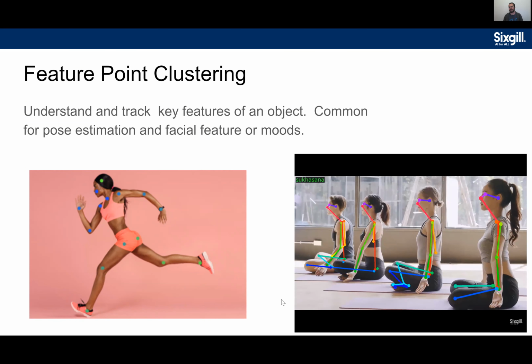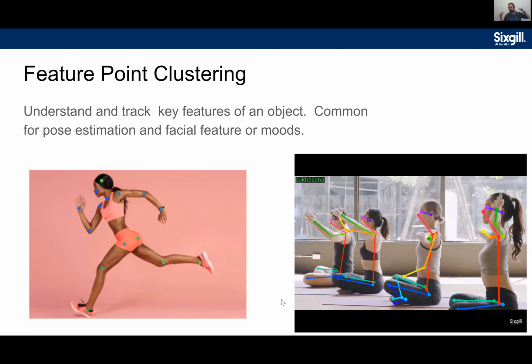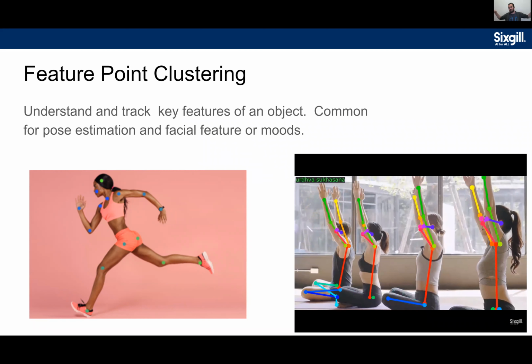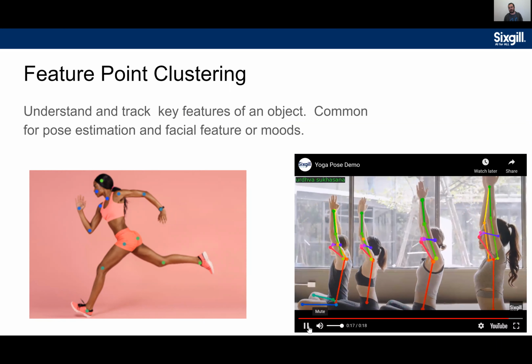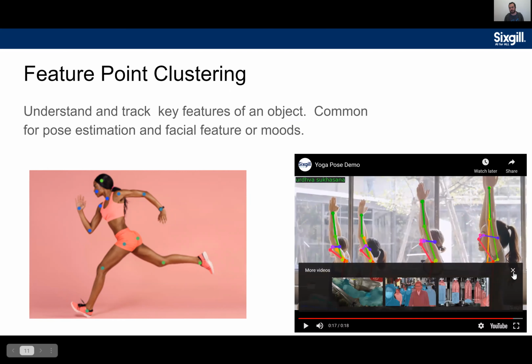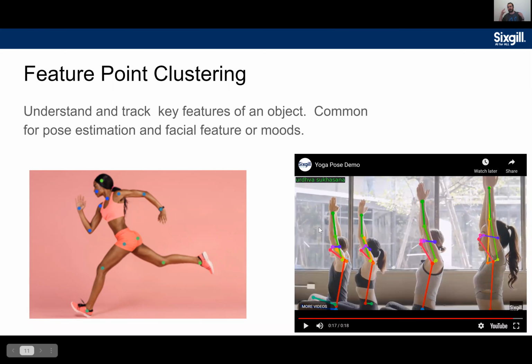So you're gonna see it's tracking where their hands are, where their elbows are, kind of where joints are in relation to other joints. And then based on that, you can understand what poses people are in. Or if you're doing faces, you can see eyebrows in relation to face and the different shapes, and do things like mood estimation and stuff like that.